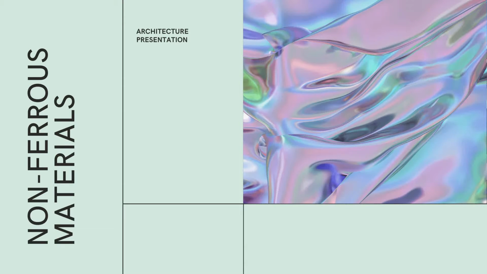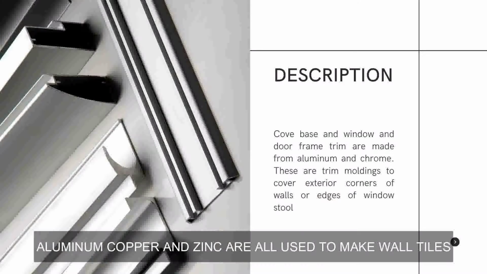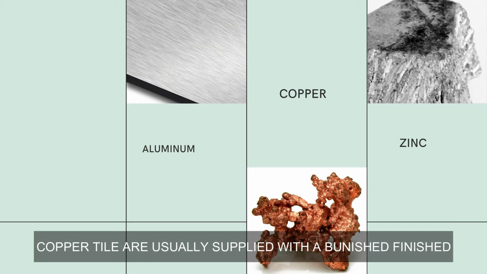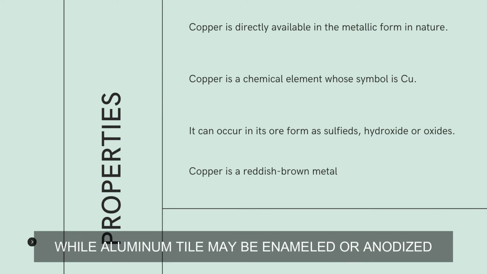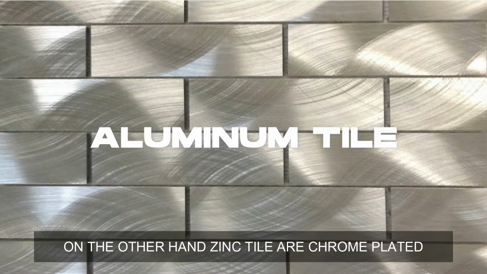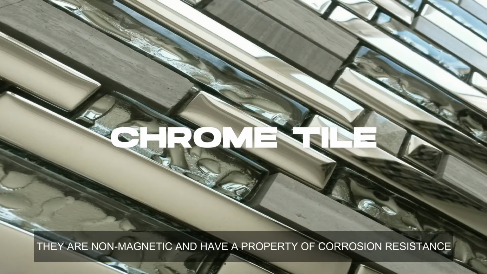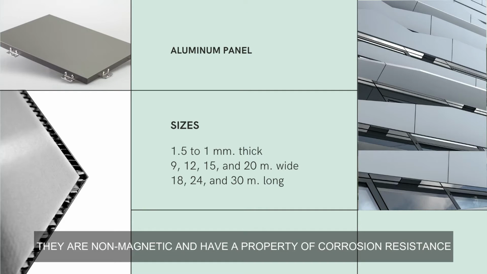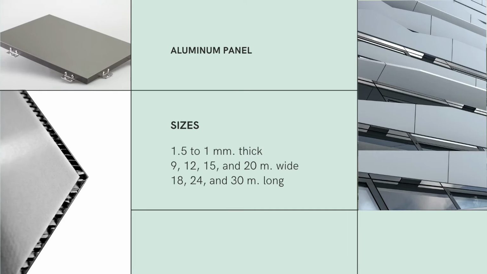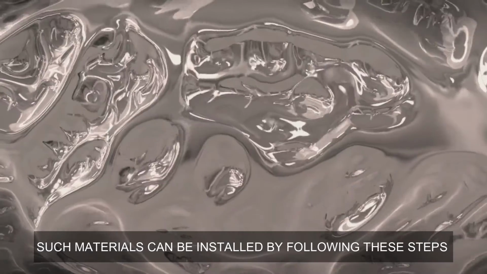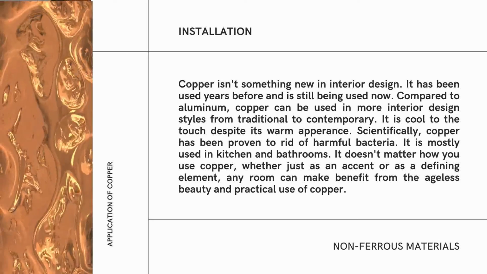Next type is the non-ferrous materials. Aluminum, copper, and zinc are all used to make wall tiles. Copper tiles are usually supplied with a burnished finish, while aluminum tiles may be enameled or anodized. On the other hand, zinc tiles are chrome-plated. These materials are malleable and have high electrical and thermal conductivity. They are non-magnetic and have the property of corrosion resistance. Such materials can be installed by following these steps.